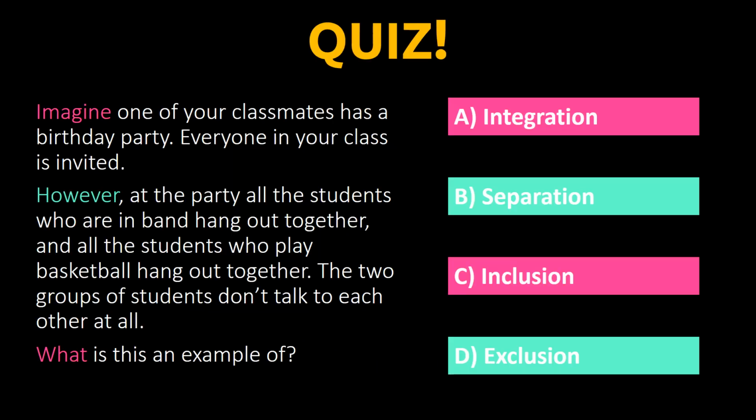It's time for a quick quiz. Imagine one of your classmates has a birthday party. Everyone in your class is invited. However, at the party, all the students who are in band hang out together, and all the students who play basketball hang out together. The two groups of students don't talk to each other at all. What is this an example of? A, integration, B, separation, C, inclusion, or D, exclusion? You may pause this video until you have chosen your answer.